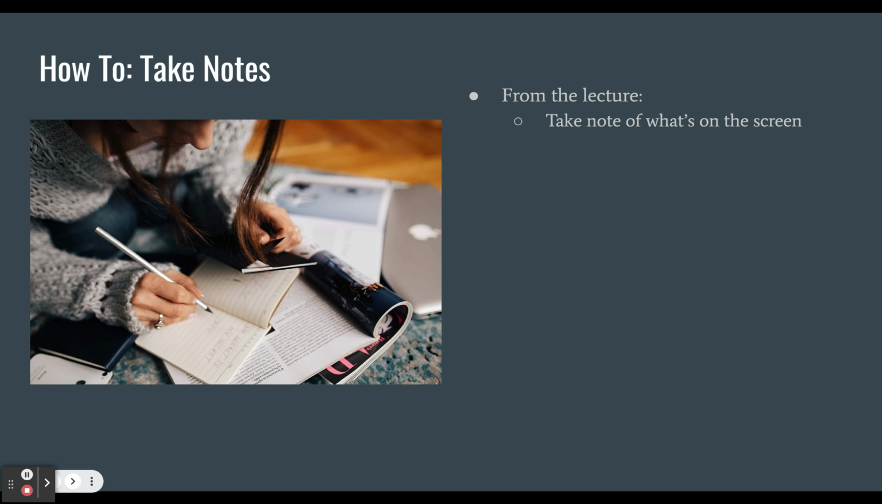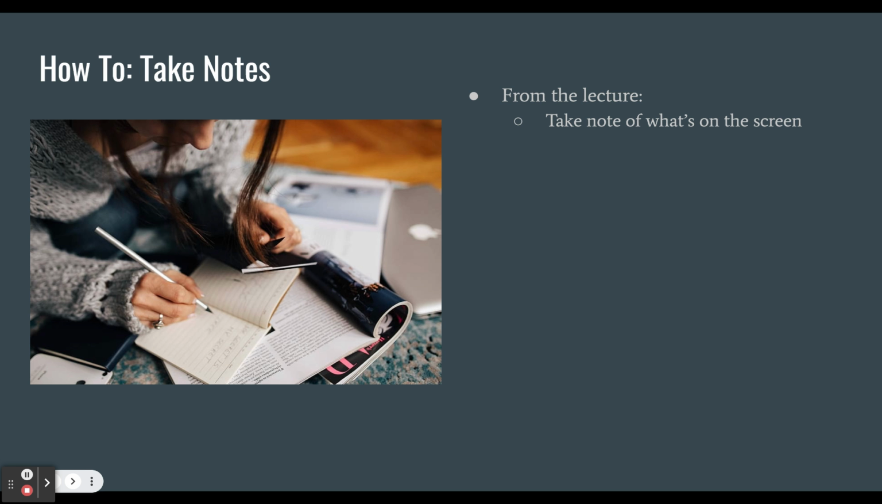Just so you know, before we get into the details of how to take notes, I have it set up to where the lectures are accessed through Canvas's app called Studio.